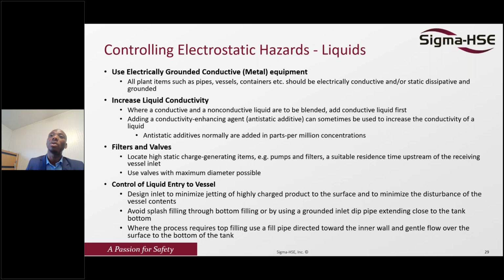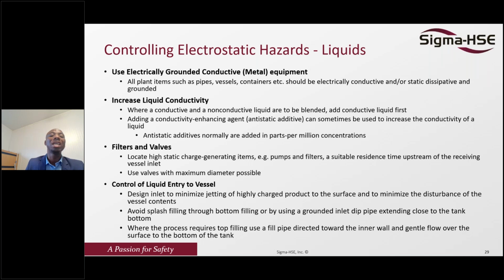So as I said, if you're using a drum, this is electrical metal equipment which needs to be bonded and grounded. So all plant items such as pipe, vessel, container should be electrically grounded, or we need to use static dissipative material so that every charge accumulation could be discharged or dissipated to the ground.